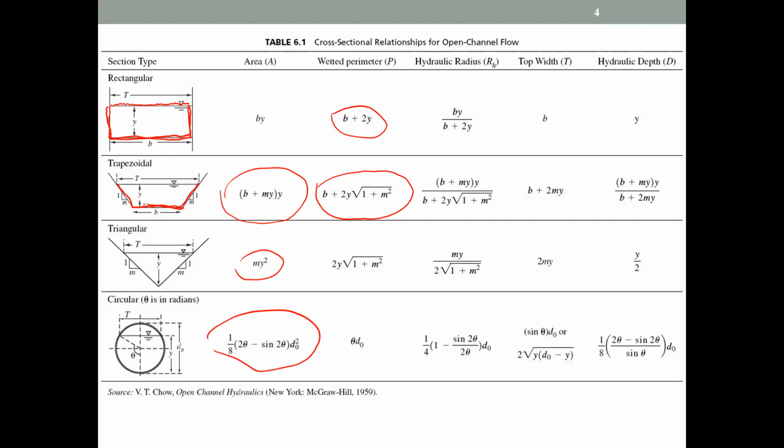Then there is a very important parameter that is called the hydraulic radius. Probably you learned it in fluid mechanics and pipe flow. Hydraulic radius, what is the definition? Can someone tell me? Anyone? What is the definition of the hydraulic radius?